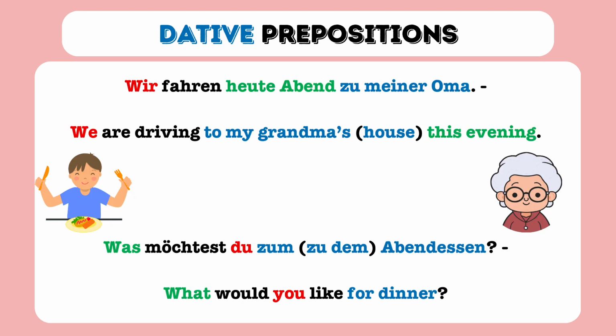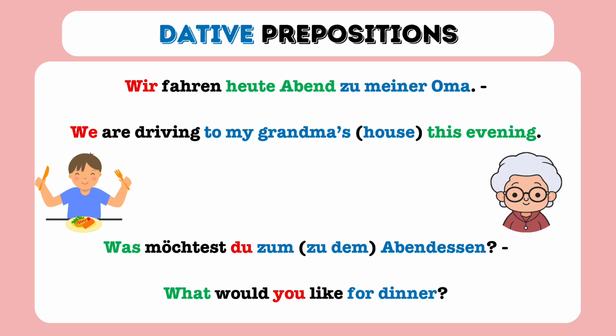Wir fahren heute Abend zu meiner Oma. We are driving to my grandmother's house this evening. Zu meiner Oma implies to your grandmother's house because we didn't like LoJack grandma or something to make sure that we have a tracker on her at all times. We're saying we're going to that person, meaning to that person's house. Zu meiner Oma. To my grandmother.